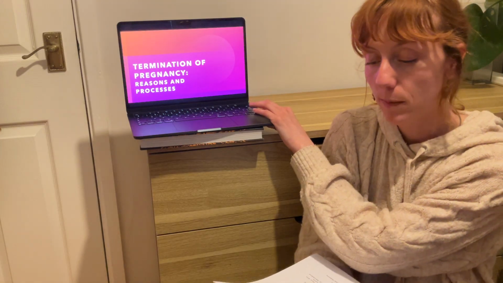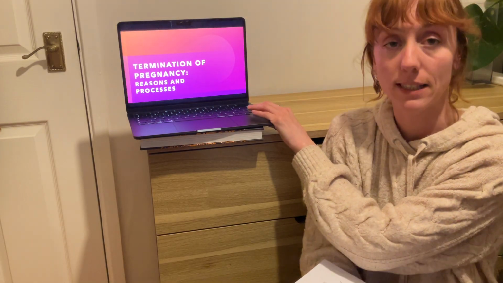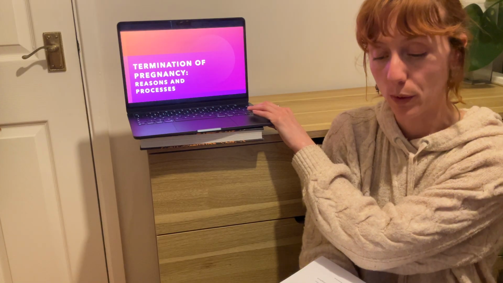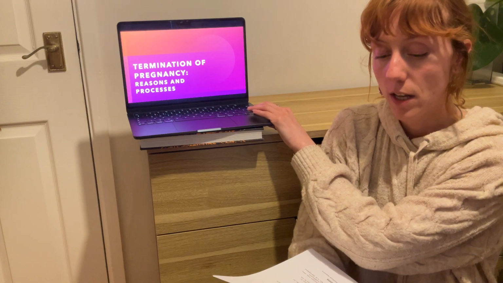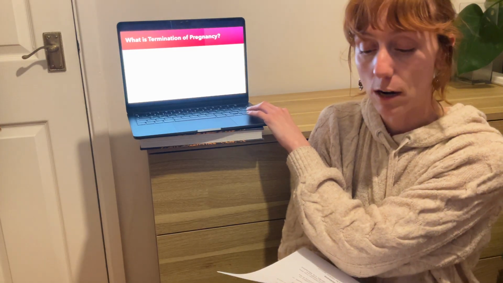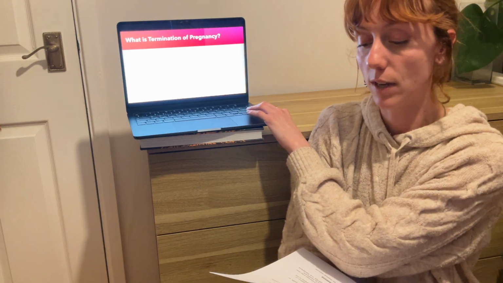Finally, I will explain some situations where a termination of pregnancy may be considered and describe the processes involved in both medical and surgical termination. This will include when termination may be recommended for medical reasons, as well as how care is provided and supported throughout.